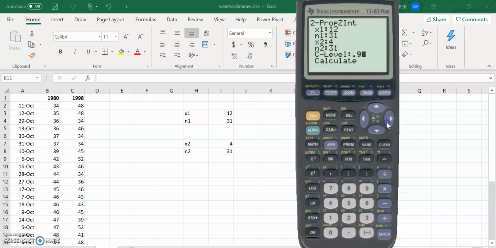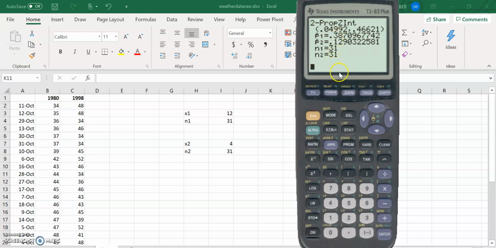And again, to make this match, I would do a 90% interval. Nope. Actually, I did a two-sided, right? So 95%. And so then there would be my interval, and you can see it's all above 0, which tells me there is a difference.